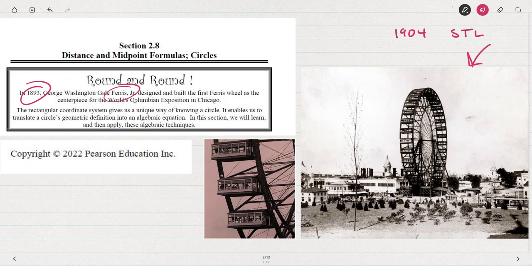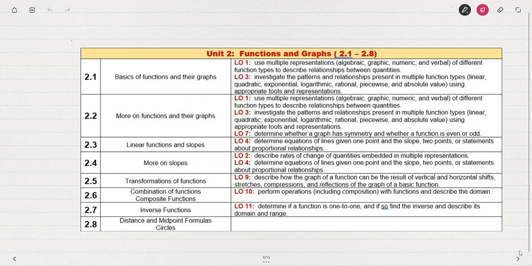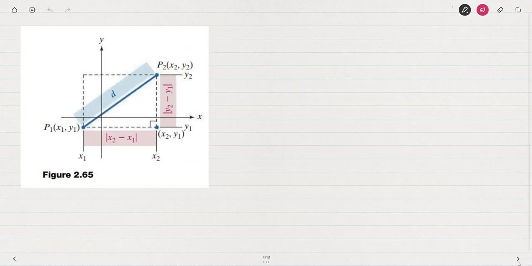That observation wheel was moved from Chicago to St. Louis for the St. Louis World's Fair. And that's what I have pictured here. Really neat piece of St. Louis history. So in this section, let's start with the distance formula.